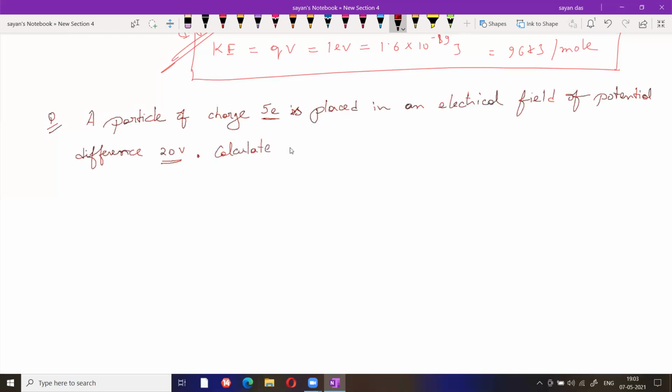Calculate the kinetic energy in terms of electron volt. What is the kinetic energy in terms of electron volt? What is the kinetic energy in terms of joule? What is the kinetic energy in terms of kilojoule per mole? Solve it quickly. I'll give you 1 minute for that.